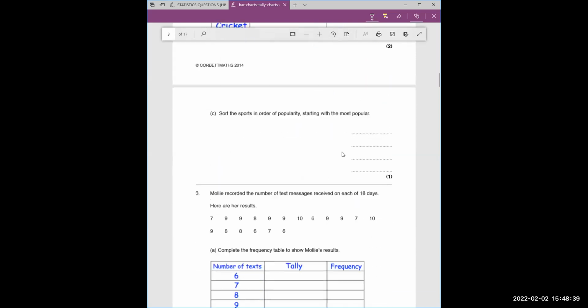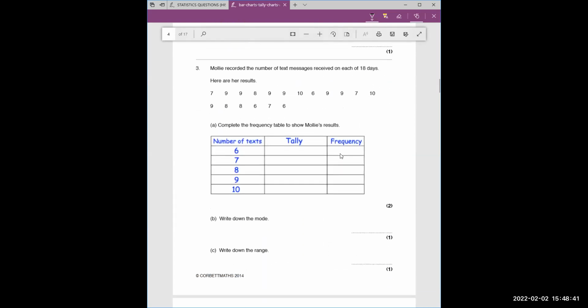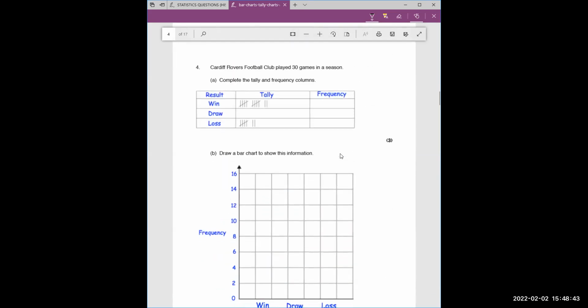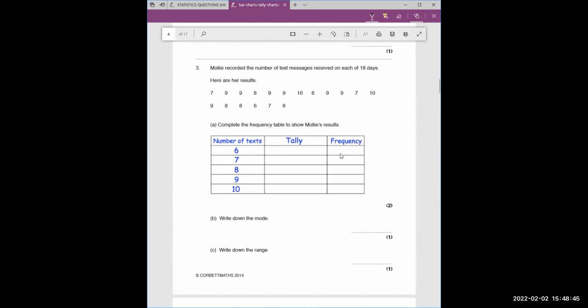Go down. Not that one. Not that one. Oh, yes, look, that one has what I wanted. Write down the range just to refresh your memory. So complete the tally and the frequency and write down the range just to refresh your memory of range.